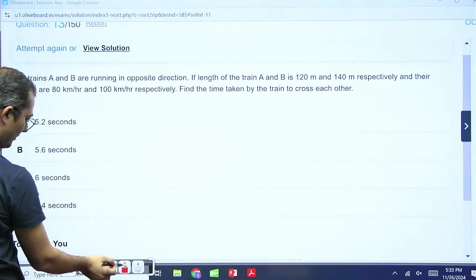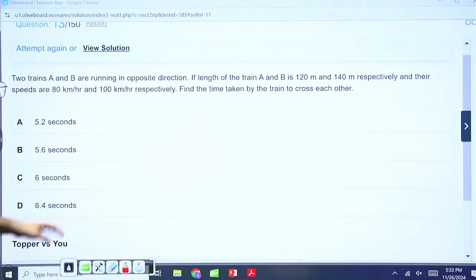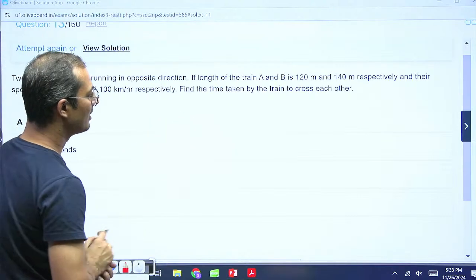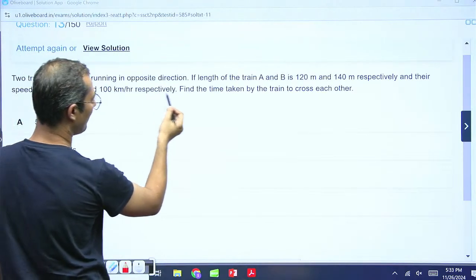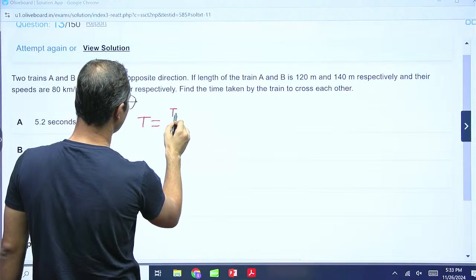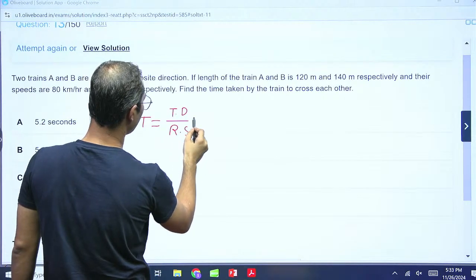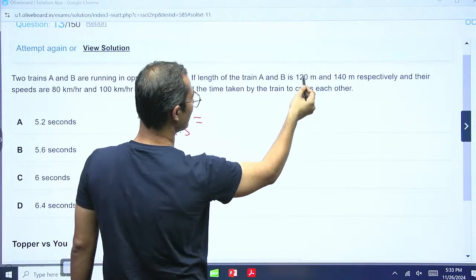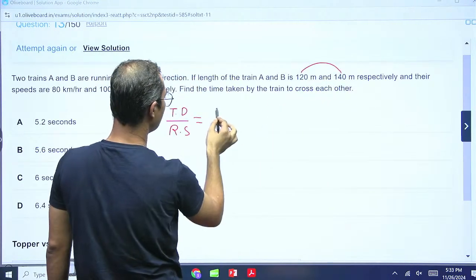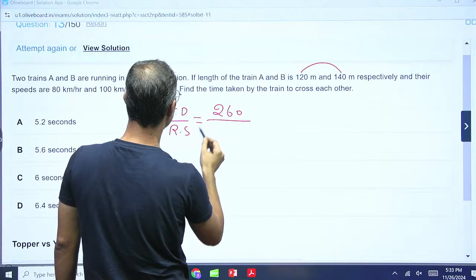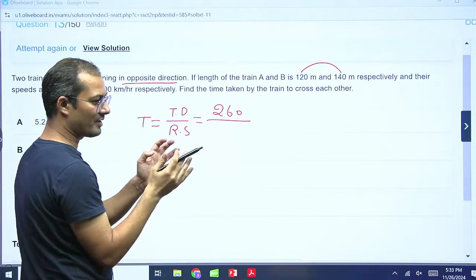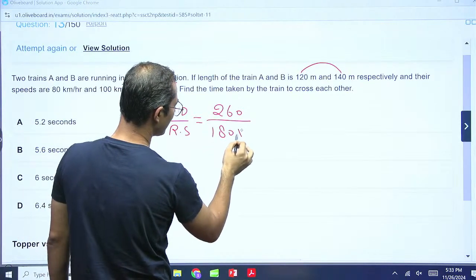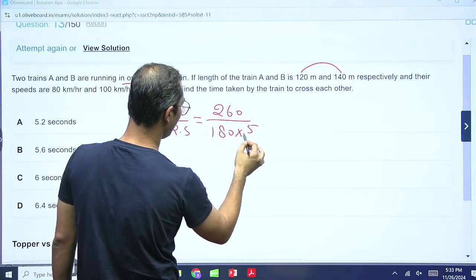See, the question is saying two trains A and B are running in opposite direction. If the length of the train A and B, so their speeds are this, find the time. Time is given by total distance divided by relative speed, right? So total distance is going to be the sum of the length of train, right? So we can say that 120 plus 140, so it will be 260 divided by, they are in opposite direction, so the relative speed will be the sum of the speed, right? So we can say that 180, right, into, just convert it into meter per second, so 5 by 18, right?